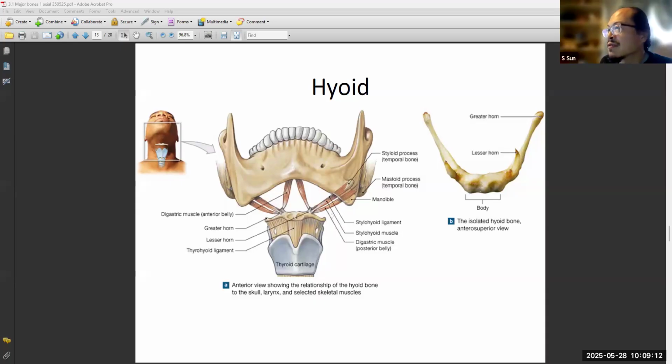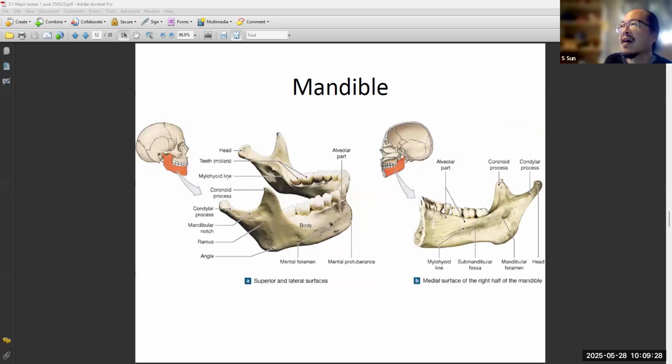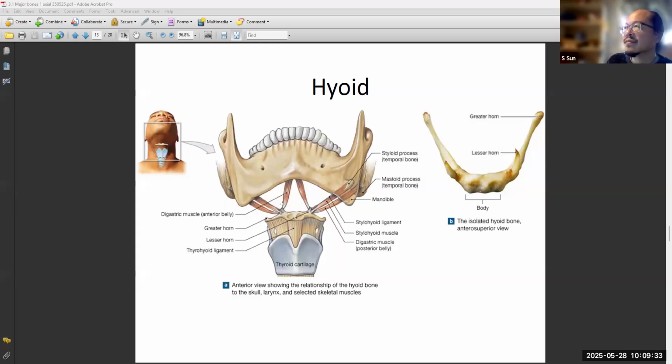Mylohyoid is another one, but it doesn't really say it here. Digastric. This one, what's this one? Stylo. Okay, this one connects with the styloid, stylohyoid. But here, mylohyoid is also another muscle that connects here. So it shows you that it's underneath here. Styloid process from the temporal bone, mastoid from the temporal bone provide the attachment.